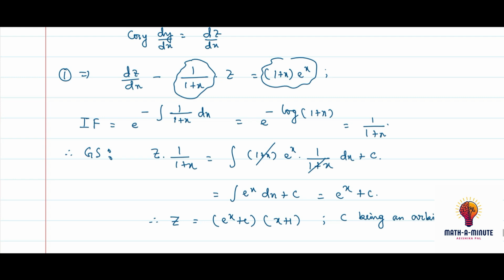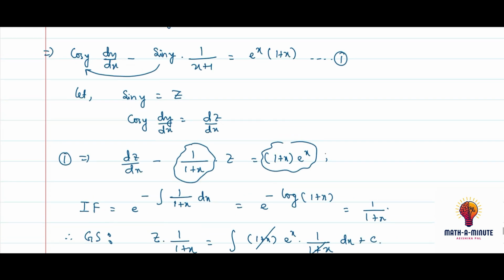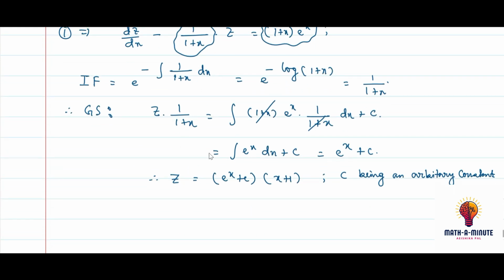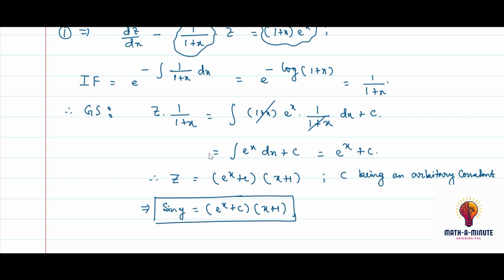Okay, but here we substitute this value, means we take z equals to sin y. The given equation is in the form of x, y. We take sin y equals to z. So here we have to put the value of z. So it will be sin y equals to e to the power x plus c into x plus 1. This is our required general solution of the given differential equation. So I hope this method is clear.